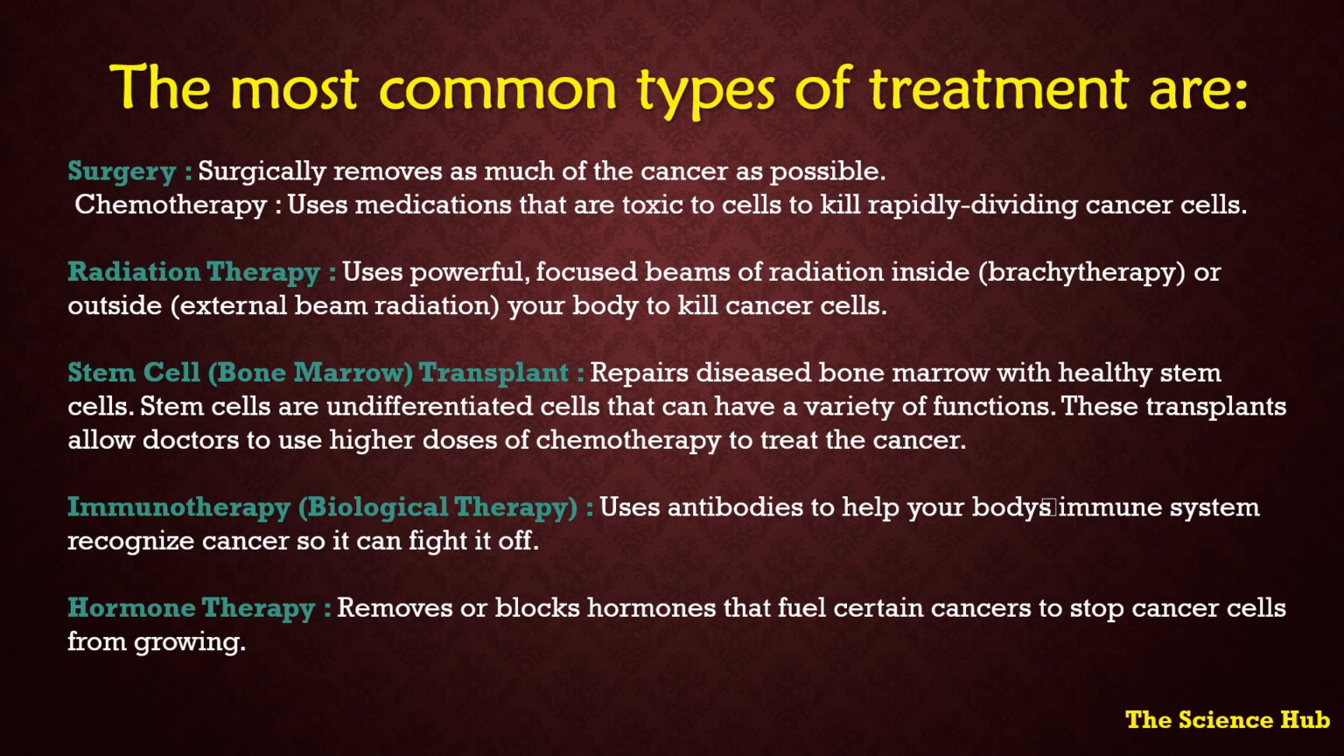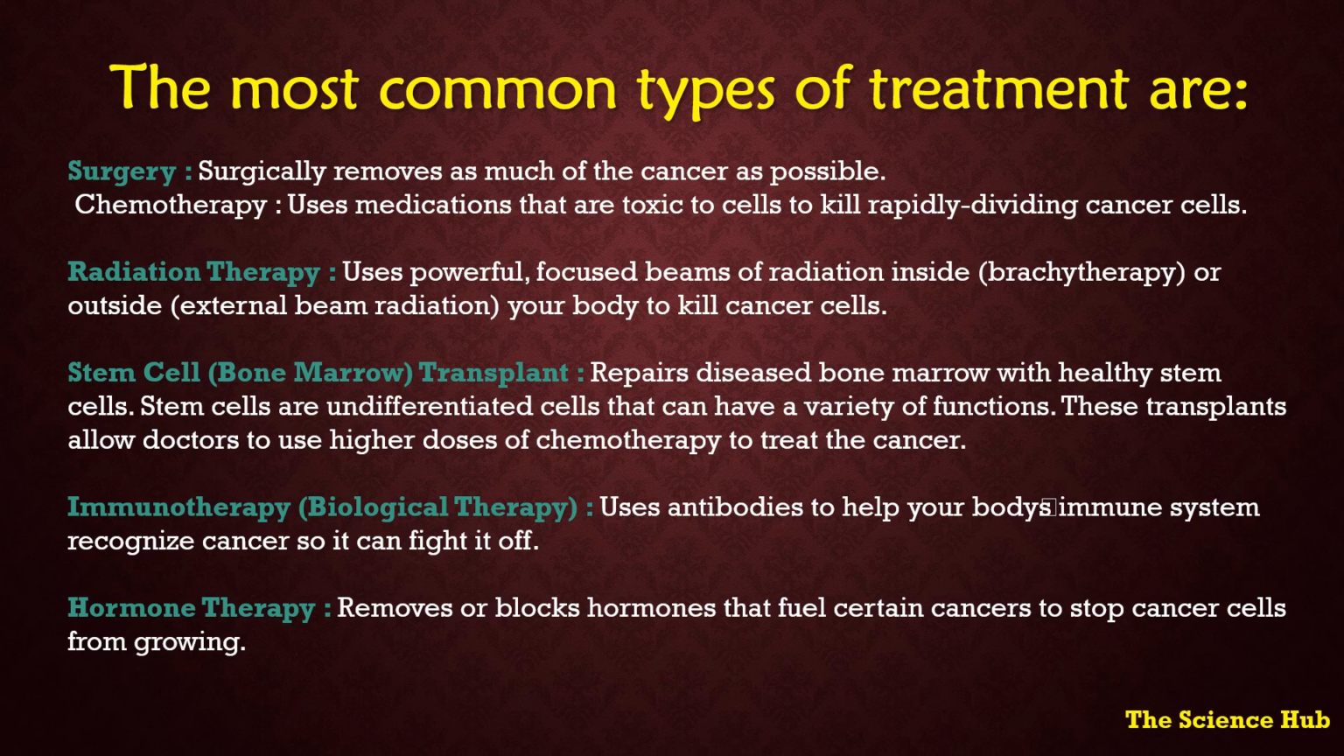First, surgery. In surgery, the doctor surgically removes as much of the cancer as possible. Then chemotherapy. It uses medications that are toxic to cells to kill rapidly dividing cancer cells. Then radiation therapy. It uses powerful focused beams of radiation, inside your body, that is brachytherapy, or outside, that is external beam radiation, to kill cancer cells.